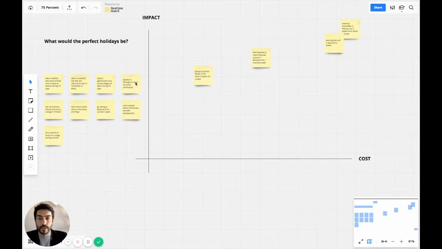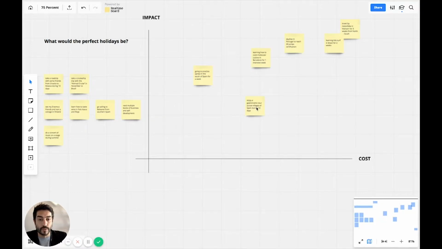So let's go a little bit faster for my next thing. Skydive in Portugal to reach 25 jump certification. The cost is pretty high, but it's not too far from here. The impact is amazingly high for me as well. I'm a skydiver, but just a beginner skydiver, so 25 jumps is great.